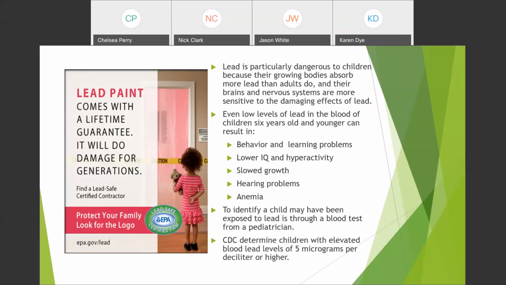How is your child exposed to lead? To identify if a child has been exposed to lead, get a blood test from a pediatrician or a general physician. The CDC determined children with elevated blood lead levels to be those at 5 micrograms per deciliter.